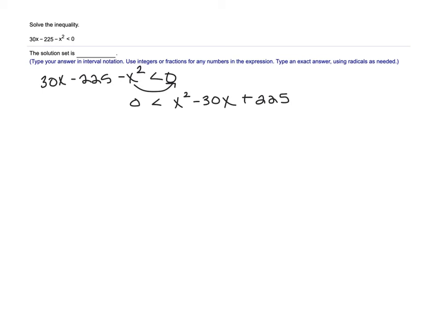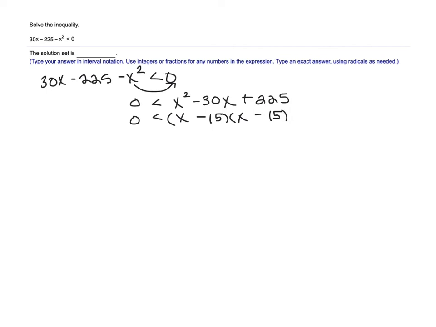Our first step is to try to find the boundary points, and you do that, of course, by trying to factor the polynomial. 225 is kind of big, but 225 is 15 times 15. So if you have minus and minus, that ends up factoring. You have negative 15 plus negative 15 gives you negative 30. So here we have it factored.